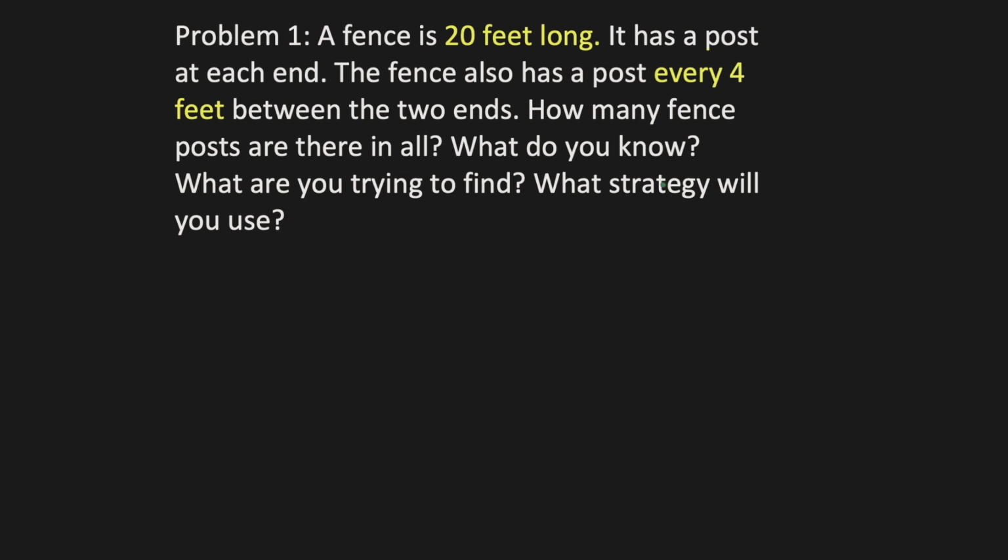First of all, let's answer this. What strategy will you use? We are going to use pictures. Let's keep it simple. We're going to use pictures as our strategy to find out how many posts there are. What do we know? We know the fact that a fence is 20 feet long, it has a post at each end, and the fence has another post every 4 feet between the two ends. So that's what we know. And what are you trying to find?